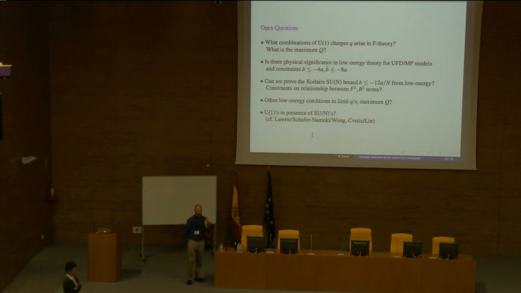And on signs of the R squared term, there was a paper by Chang and Remen a year or two ago where they proved, in a way that's relevant to these 6D theories, that the sign on the R squared term is constrained. Now, the Kodaira condition relates B and A.